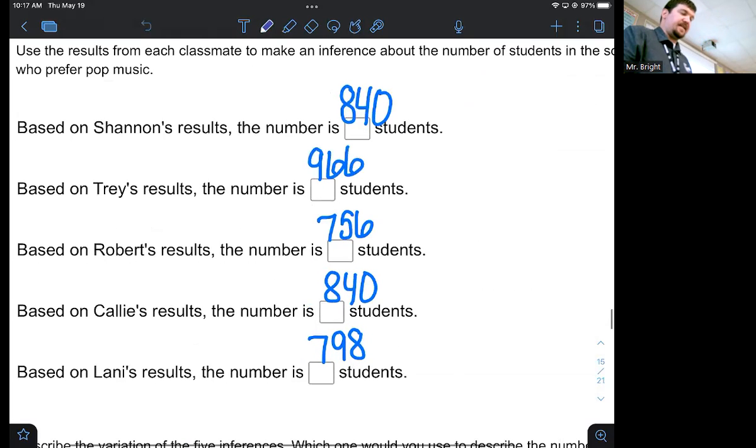Brady predicted 840 students. Sorry, I said Brady. Where is Brady? Shannon. Shannon predicted 840. Trey predicted 966. Robert predicted 756. Callie predicted 840. And Laney 798. And essentially just doing the proportion 5 times in a row there.